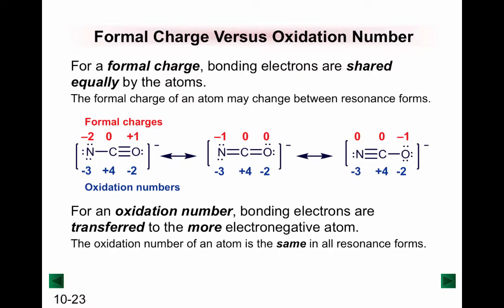Do not confuse formal charges with oxidation numbers. For formal charges, the atoms share bonding electrons equally, so each atom has half of them. For an oxidation number, the bonding electrons are transferred completely to the more electronegative atom.